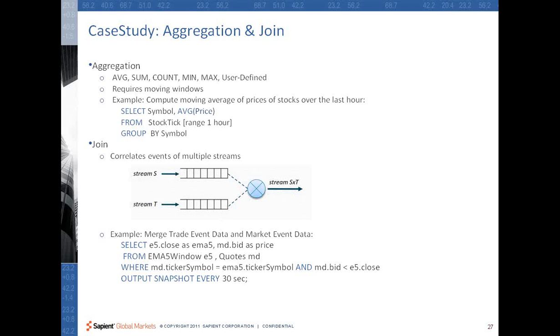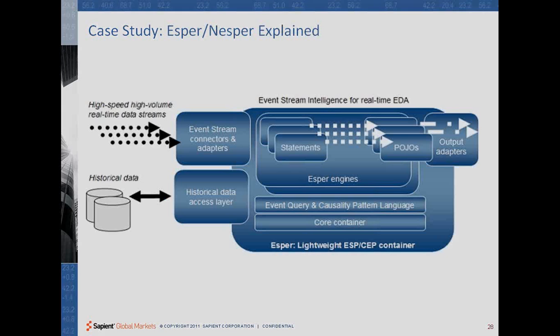So just as an example, here what we are doing is that if the market data is below the EMA 5, just as an example, and the market data ticker symbol is also the same as that of the EMA ticker symbol, then you want to select that particular event.